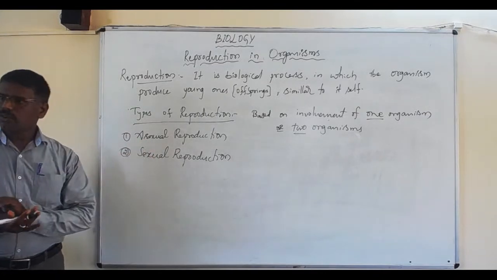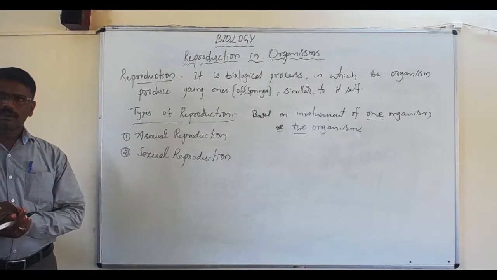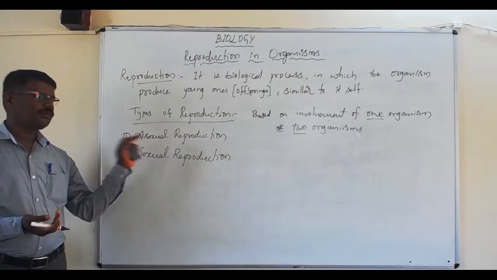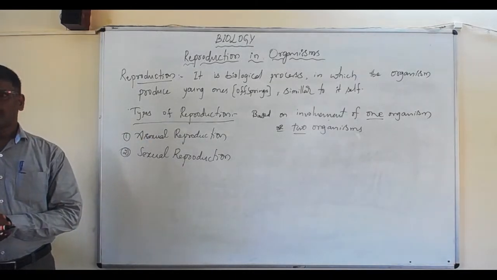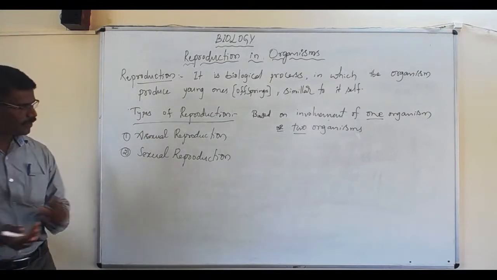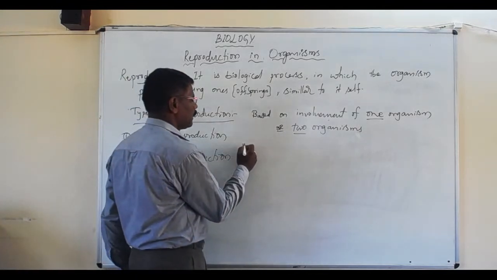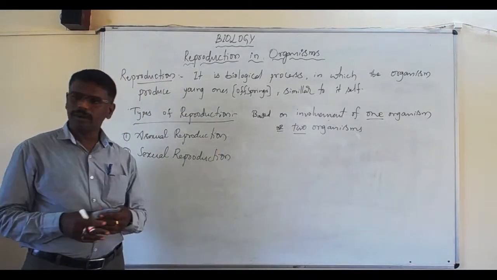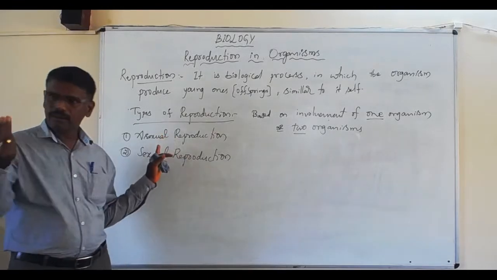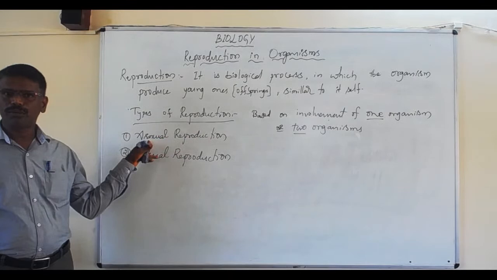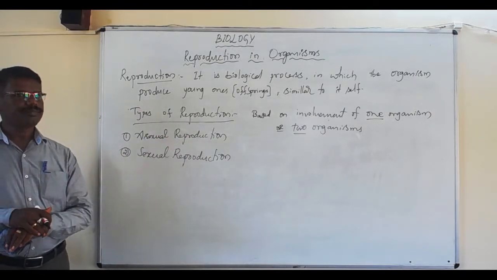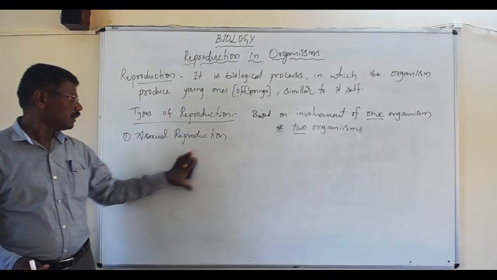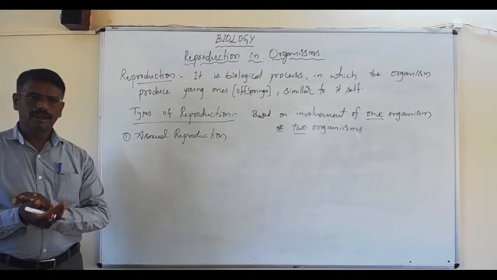Asexual reproduction, as the word says in living organisms, is particularly meant for animals. While in plants, asexual reproduction is what we call vegetative reproduction or vegetative propagation. So we discussed that vegetative reproduction is also a type of asexual reproduction.